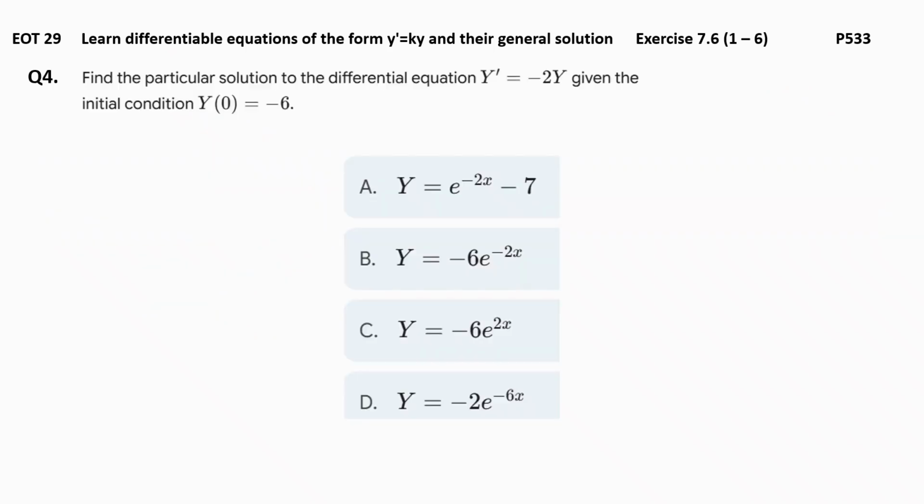Let me continue. Same setup, same scenario. So y is equal to A e power. What is the coefficient of y? Very good. So you get negative 2x. Now let's substitute the given initial condition. So you get negative 6 is equal to A. Let's look for negative 6. In that case, we will rule out option A and option D. Let's look for negative 2 in the power. That gives option B as the right answer.